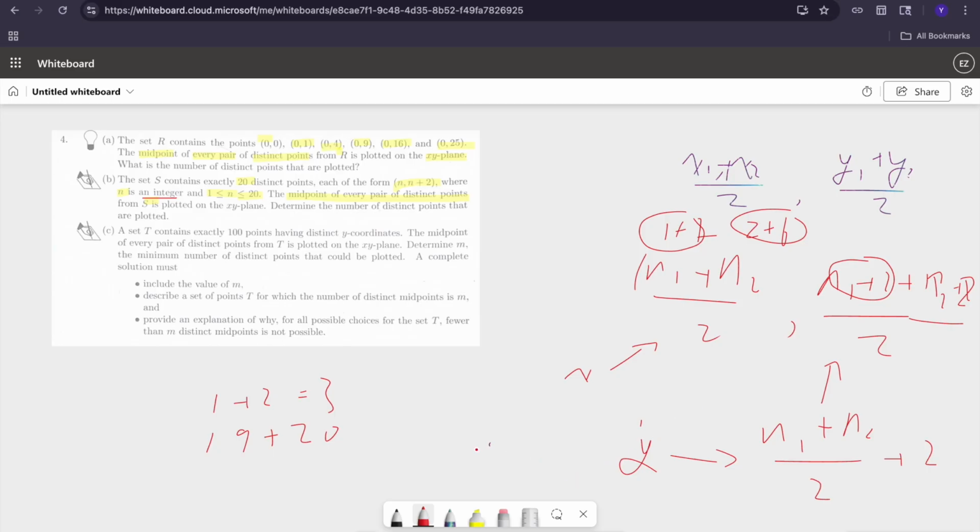Which means each x value only has one y value. Based on this, we see the largest sum is 39. So 39 minus 3 and then plus 1, we get our desired answer, which is 37 possibilities here.